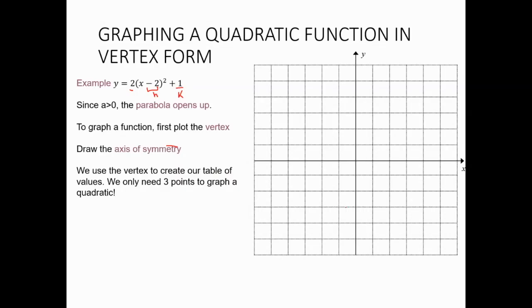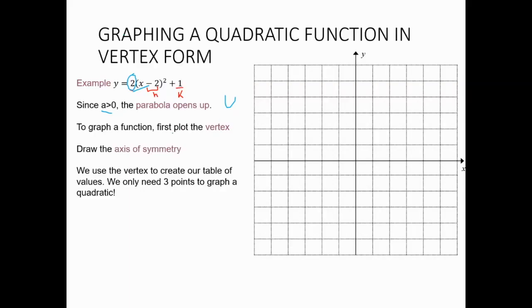So first thing we're going to look at is, is this value a positive or a negative? So this value in front of my bracket is positive. So a is greater than 0. It's a positive term, so that means my parabola opens up. So it's an upward facing parabola.